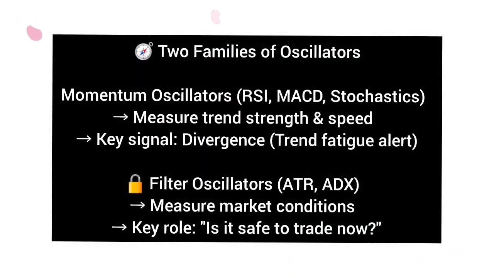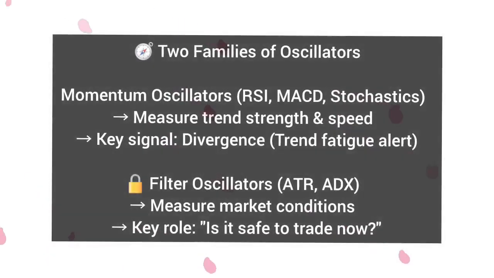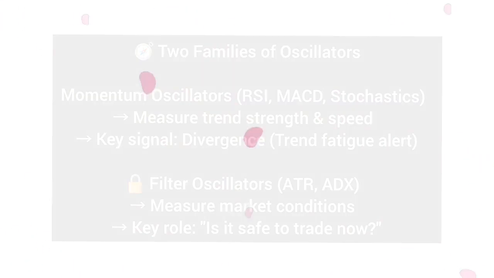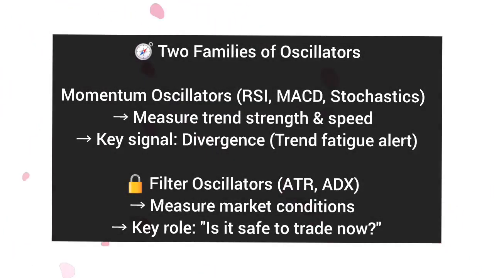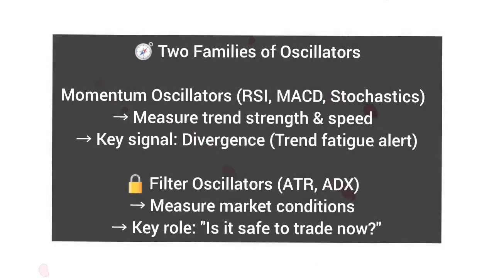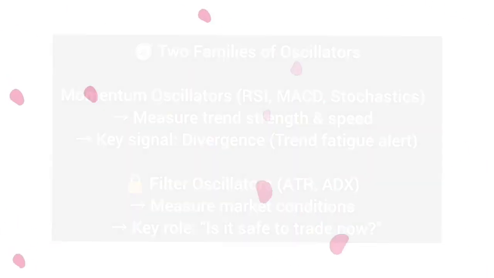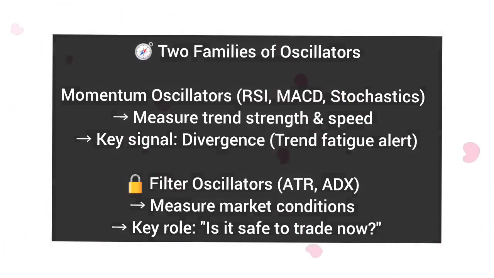The second, less known but equally important family is the filter or condition family. These oscillators, like ATR and ADX, don't tell us which direction to trade. Instead, they answer a more critical question. Are the current market conditions even suitable for trading right now? They are our gatekeepers, protecting us from dangerous market environments.